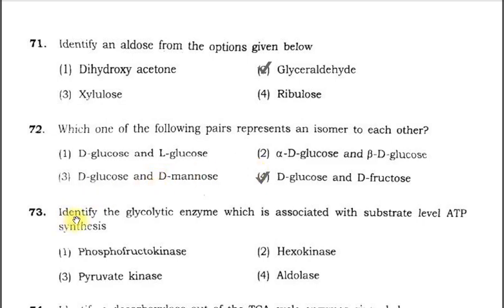Question number 73. Identify the glycolytic enzyme which is associated with substrate level ATP synthesis. 1, phosphofructokinase, 2, hexokinase, 3, pyruvate kinase, and 4 is aldolase. The correct one is pyruvate kinase. There is the formation of ATP from ADP and a phosphorylated intermediate.